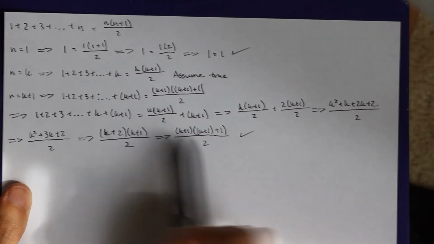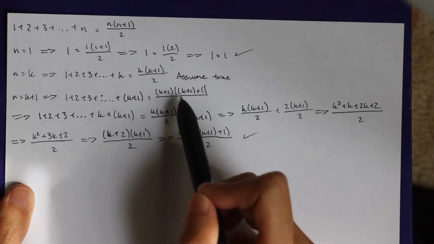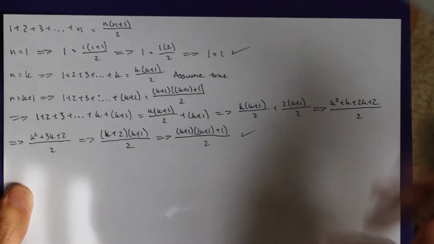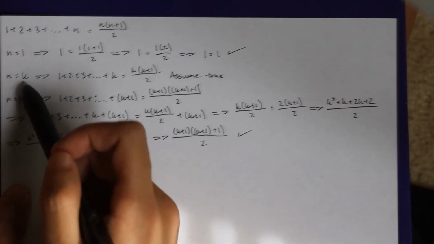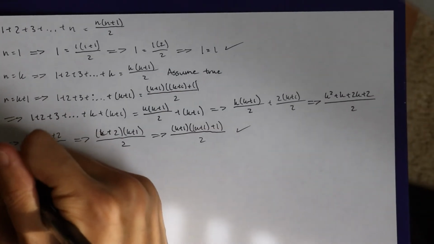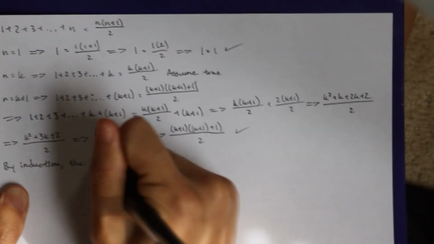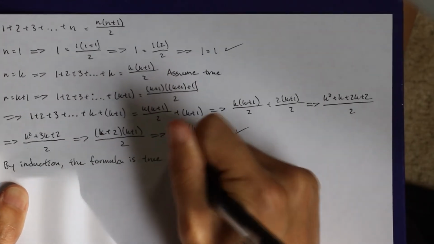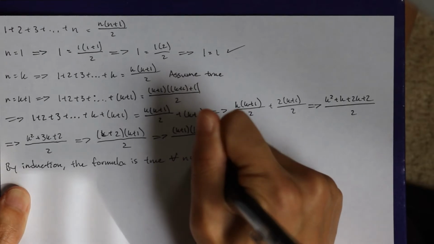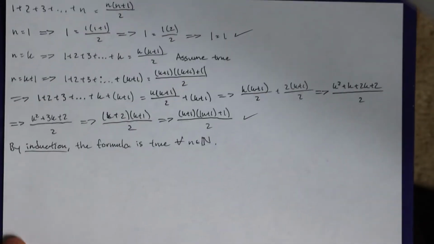So look at that. This is the same thing as this, and this is exactly the same formula that matches with this when we plug n is equal to k plus 1. So this means that n equals k plus 1 is true, meaning also n equals k is also true in this as well. So by induction, the formula is true for all natural numbers. By induction. So there we have it. That's the first example. So now let's take a look at the second example.